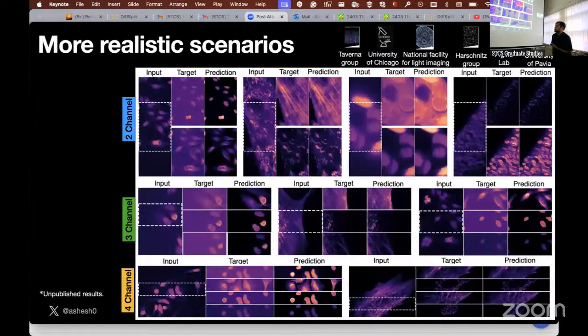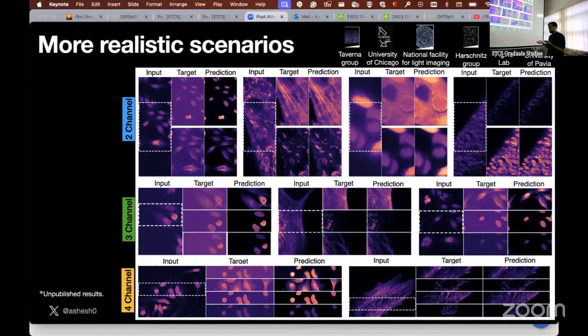So that was good, but microscopists were not happy. They were not happy because the input was just a simple sum, and the noise was not real, in the sense that we added Gaussian and Poisson noise. So now we collaborated with different labs across the globe to get different kinds of data. So now we can do 2-channel splitting, we can do 3-channel splitting, we can do 4-channel splitting. And the noise here is actually noise coming from the microscope. The input also is coming from the microscope.